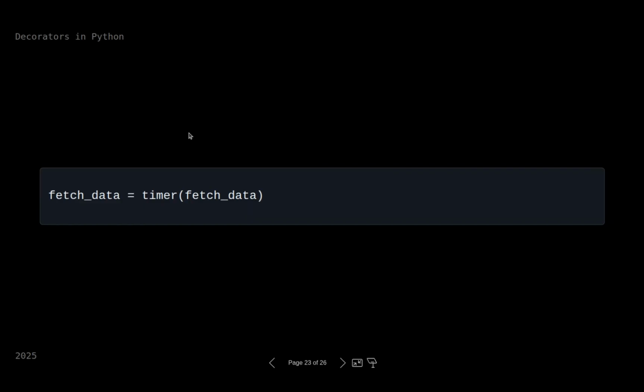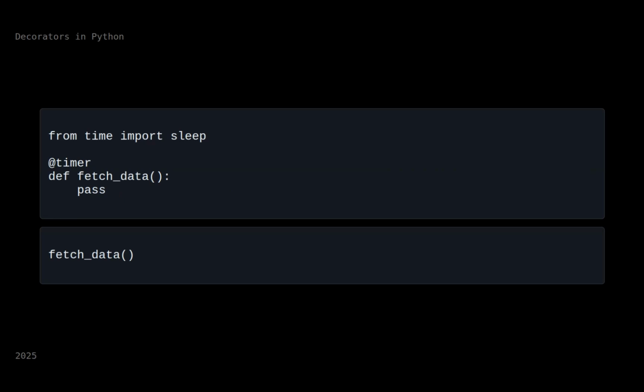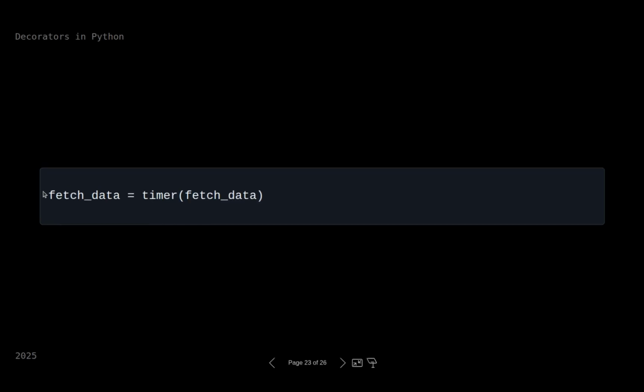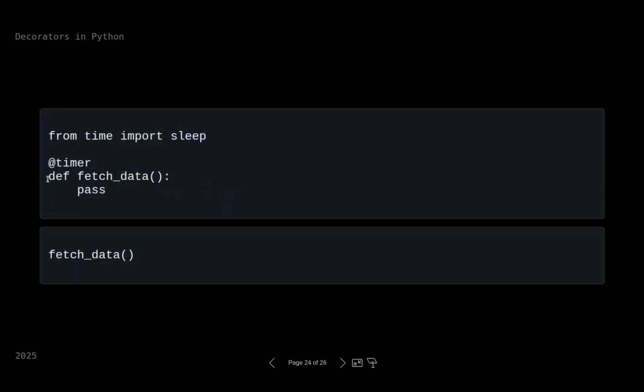Now, if you think about this, this is what we just did. And with at timer, you might have seen this if you've done some Django, Flask, or FastAPI code, where you might see at app.route, or maybe at login required in Django. It's just syntactic sugar for what we've written here. Instead of calling the timer function and passing the fetch data function to time it, we can just say, at the place where we define a function, for example at def fetch data, at timer, and it intrinsically adds that functionality.